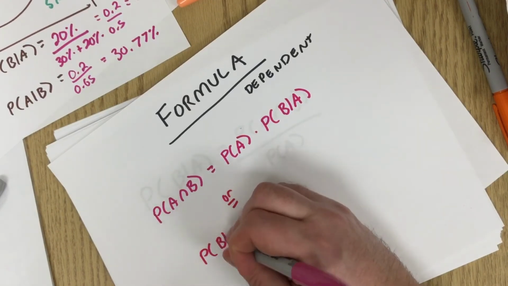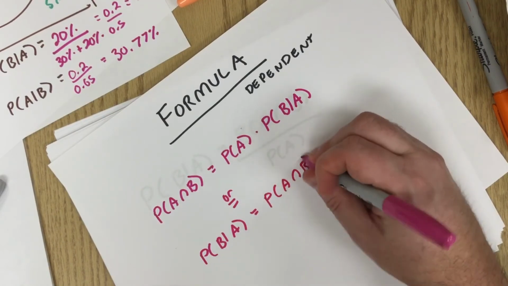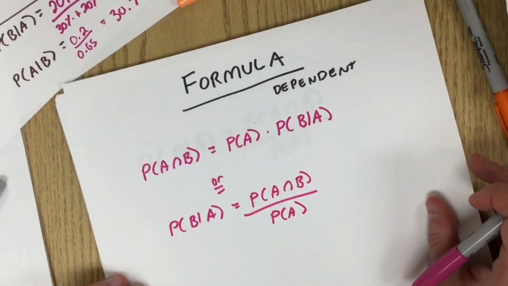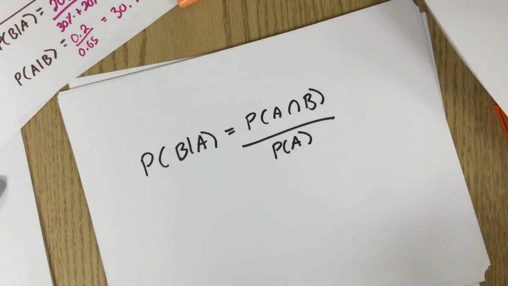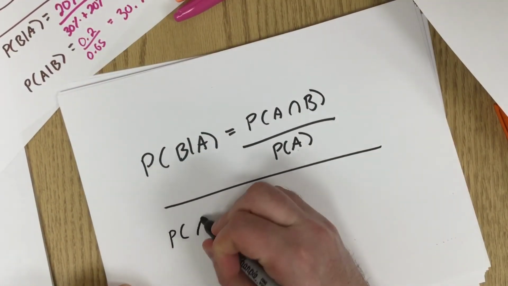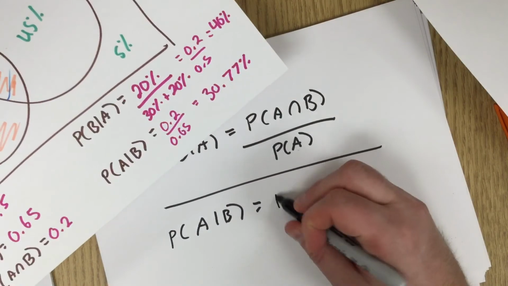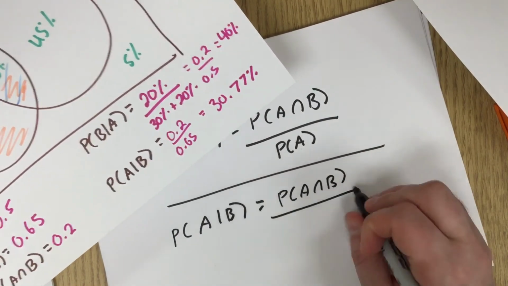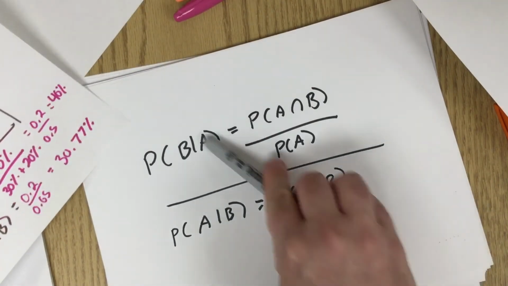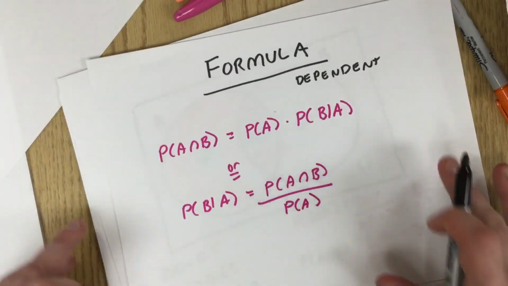The probability of B given A is the probability of A and B over the probability of A. And those are the two formulas. Now, we could have also done it for the other way around. We could have said the probability of A given B was the probability of A and B over the probability of B. So that's the one that goes on the bottom. So given A, given B, and there's our formula.